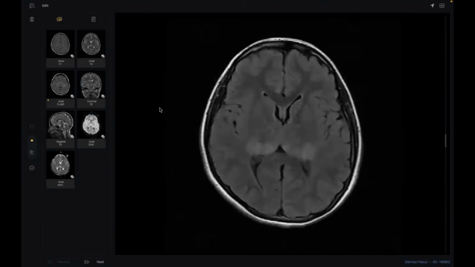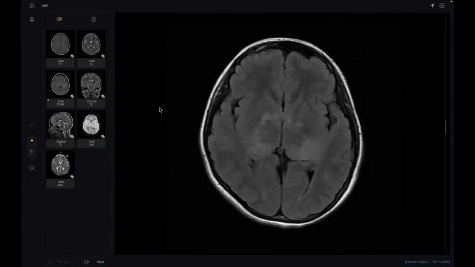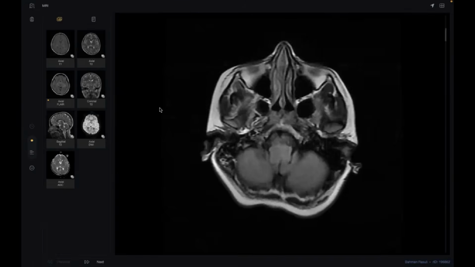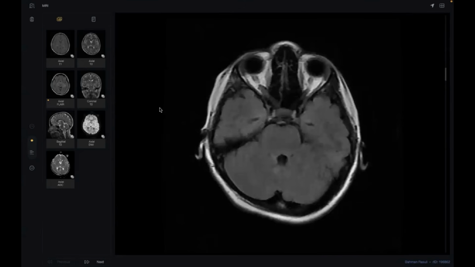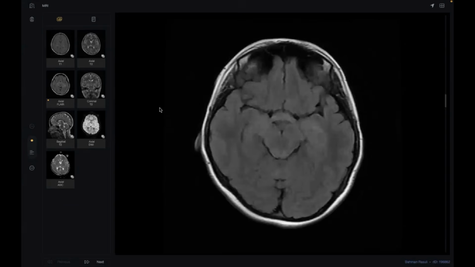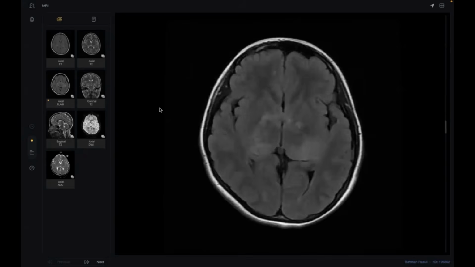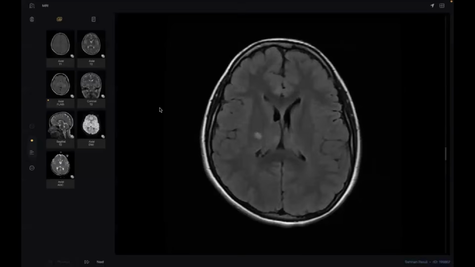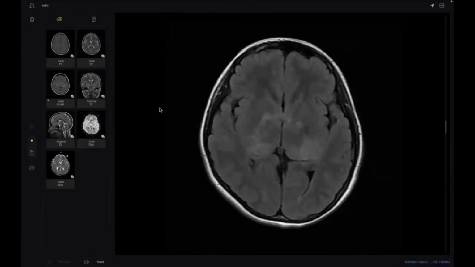A few hyperintensities are also seen involving the midbrain and, I think, the pons area. I think there are hyperintense signals in the pons. Yes, this. Okay, and a few hyperintensities. Other than that, there is no hydrocephalus seen. There are no other cortical lesions.